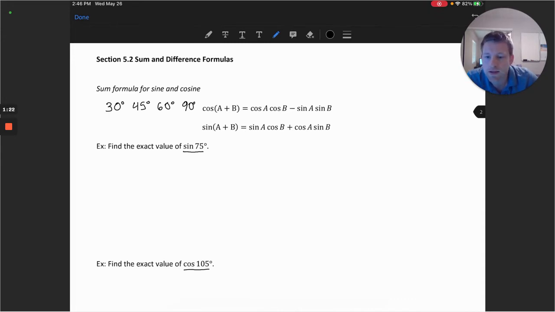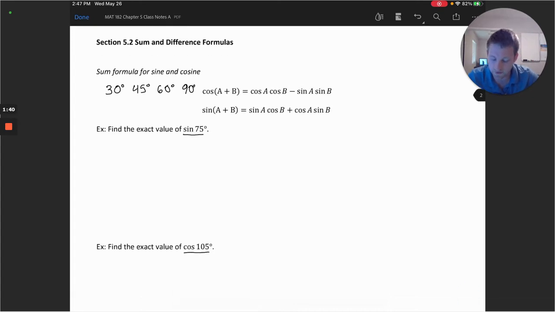So let's find the exact value of sine of 75 degrees to begin. If I look at 75 degrees, in this case, we know it's going to be a sum because that's all we're working on right now, but we can list out again these common angles, 30, 45, 60, and 90, and take a look and see what combination we could use to get up to 75. And in this case, we can actually use a sum of 30 and 45. And so that's where we're going to start.